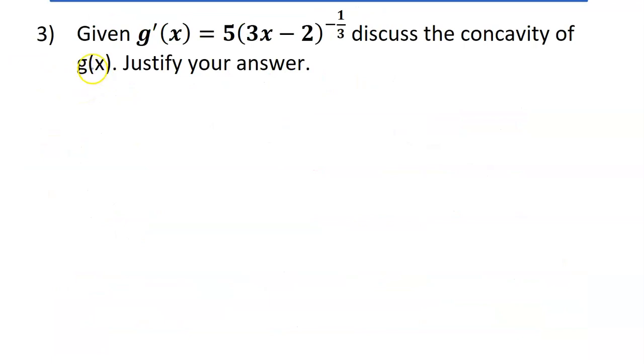One more. Given g prime of x equals 5 times (3x minus 2) to the negative 1/3 power, discuss the concavity of g of x. Justify your answer. Well, concavity depends on g double prime. So we need to find the second derivative.